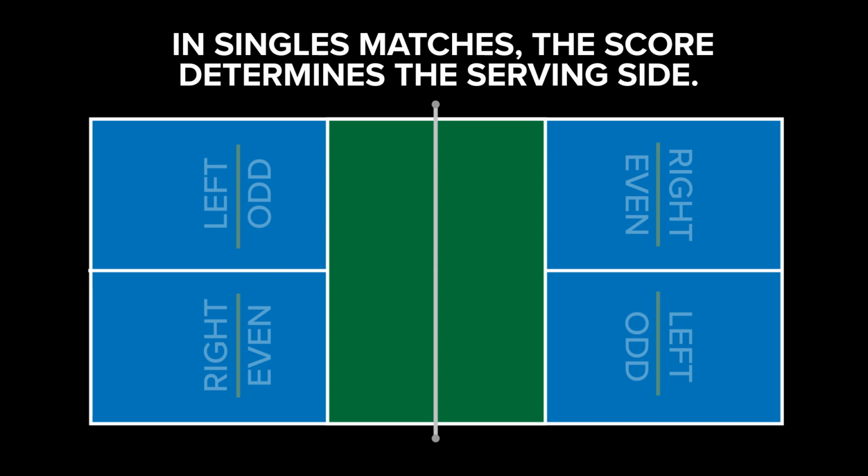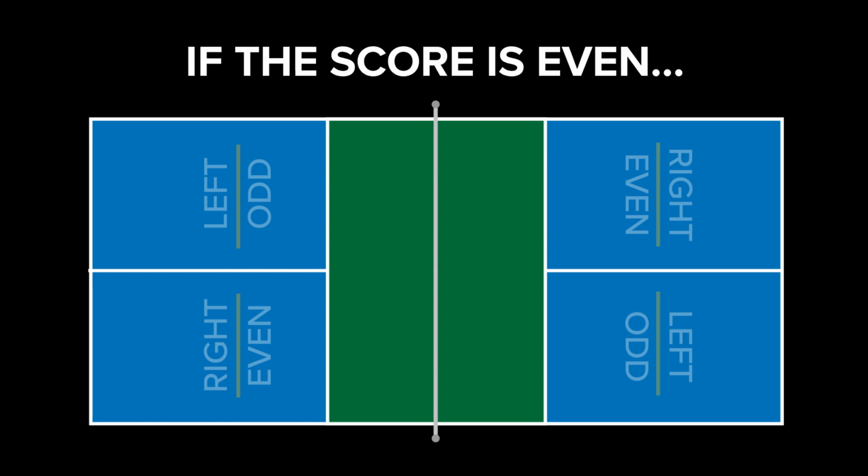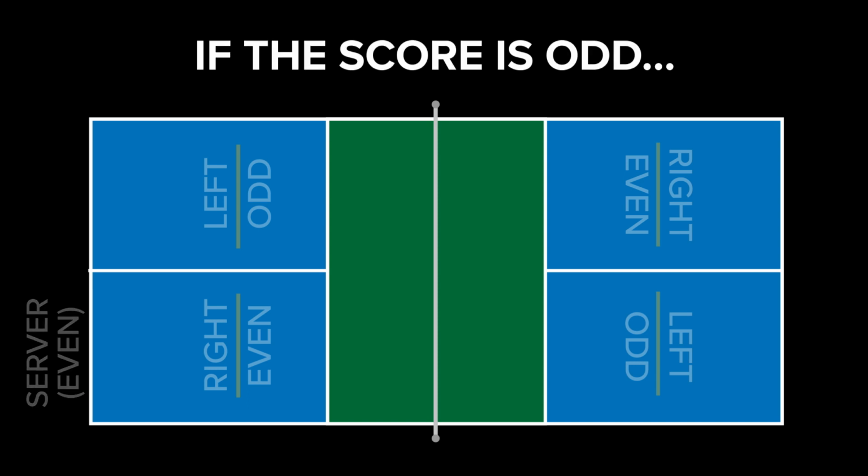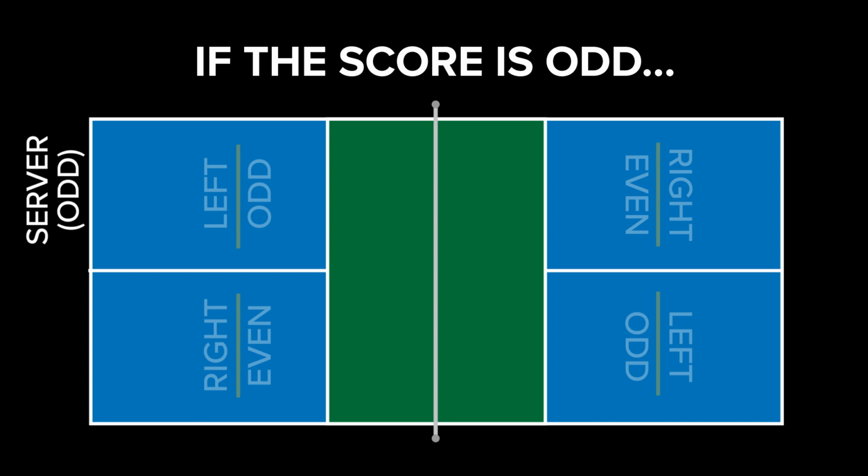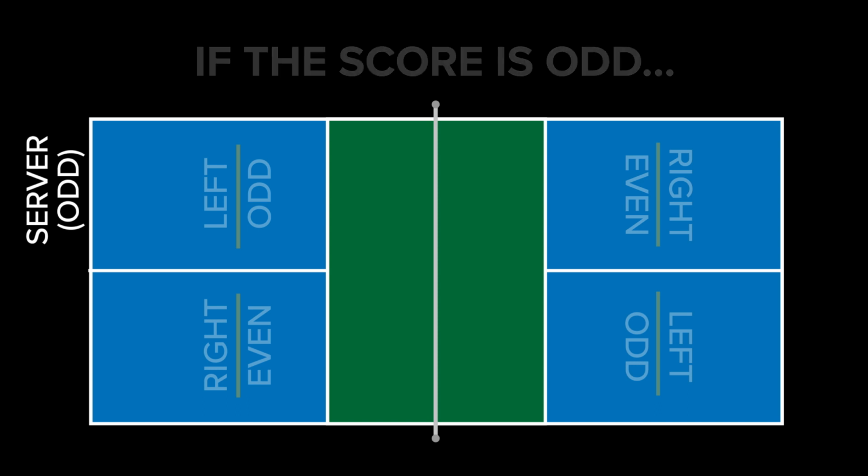In singles matches, the score determines the serving side. If the score is even, the server serves from the right court. If the score is odd, the server serves from the left court.